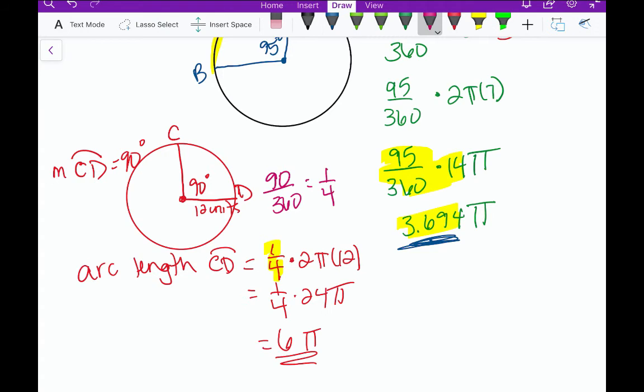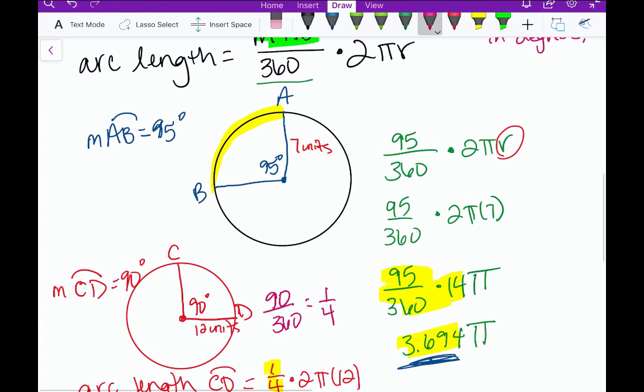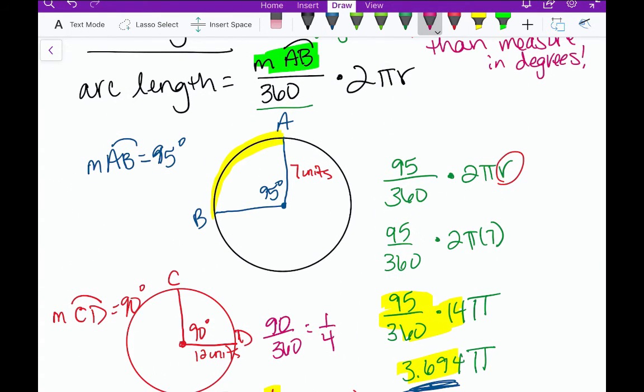So that is circumference and arc length, again, different than the measure of an arc, but notice we do use the degree measure of the arc to find the actual arc length.